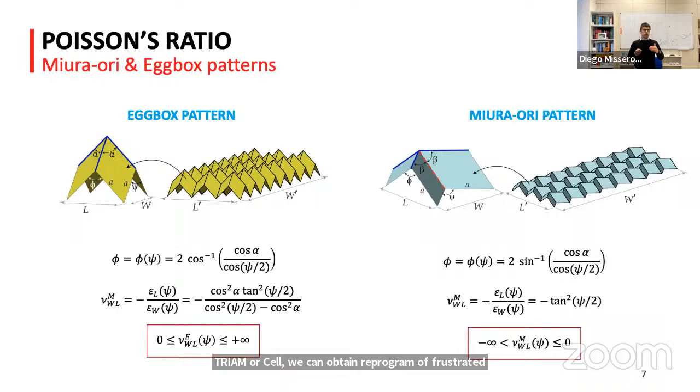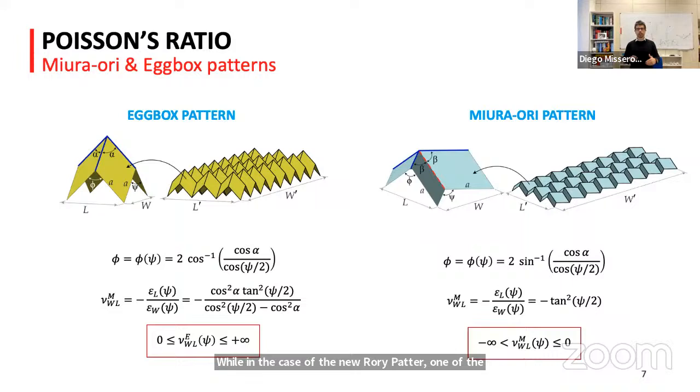To better understand what I'm going to present today, it is essential to begin by revisiting the main features of the eggbox pattern and the Miura-Ori pattern. Both patterns are obtained by the repetition of a degree 4 cell, but they differ in the crease assignment. In the case of the eggbox pattern, as you can see here, all the creases converging in the vertex have a mountain assignment, while in the case of the Miura-Ori pattern, one of the creases has a valley assignment. And this difference leads to a different kinematical behavior of the two tessellations.